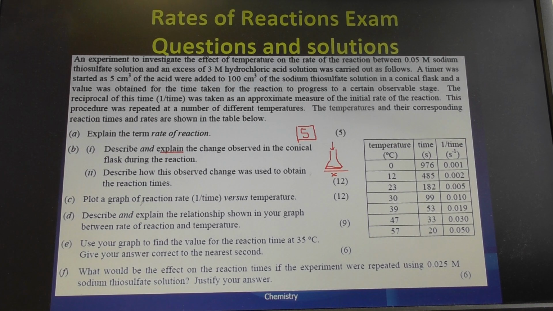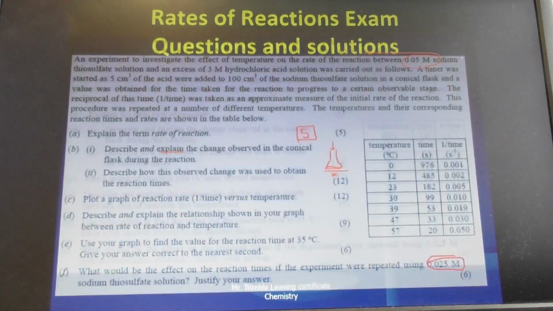The reaction would be twice as slow, because remember the reaction time here is the time for the X to obscure, so it will slow down because it is a lower concentration. This is a lower concentration than the 0.05. Justify your answer. The rate is directly proportional to the concentration of one of the reactants, in this case the thiosulfate.